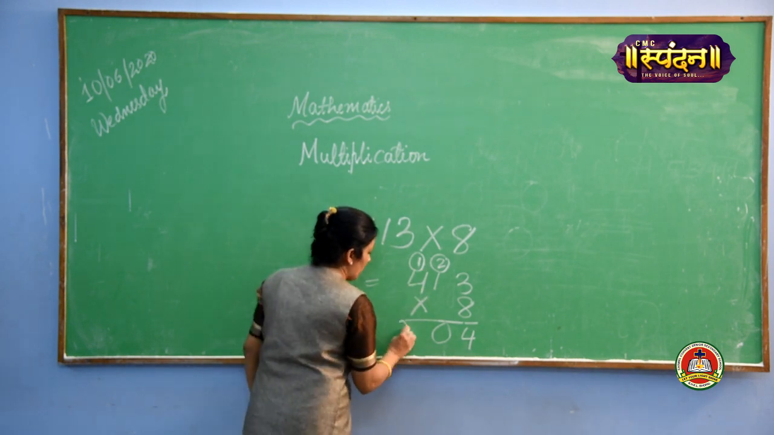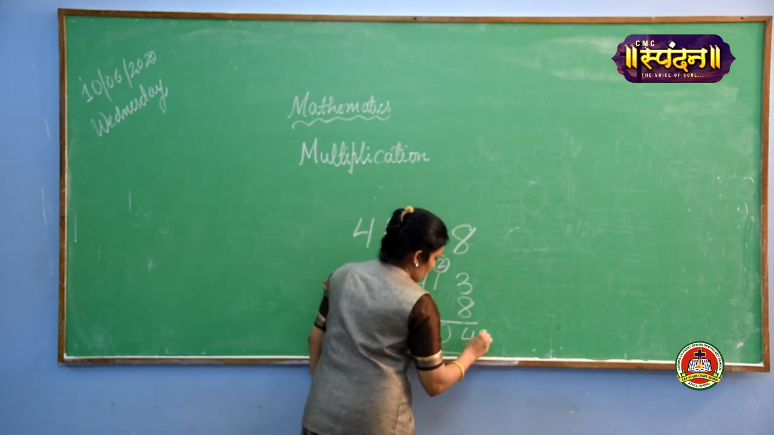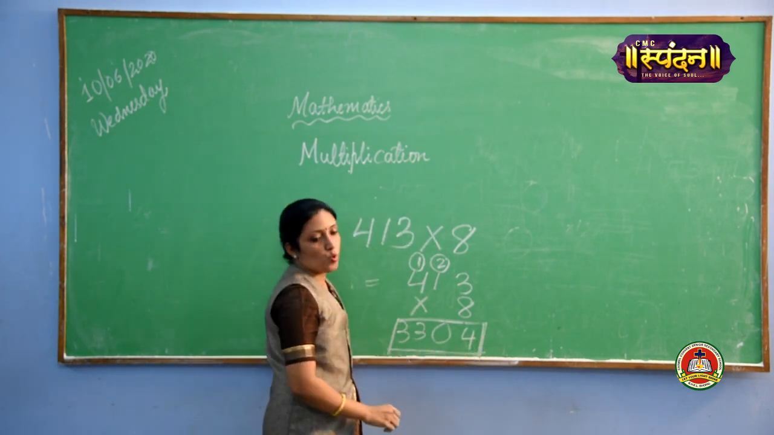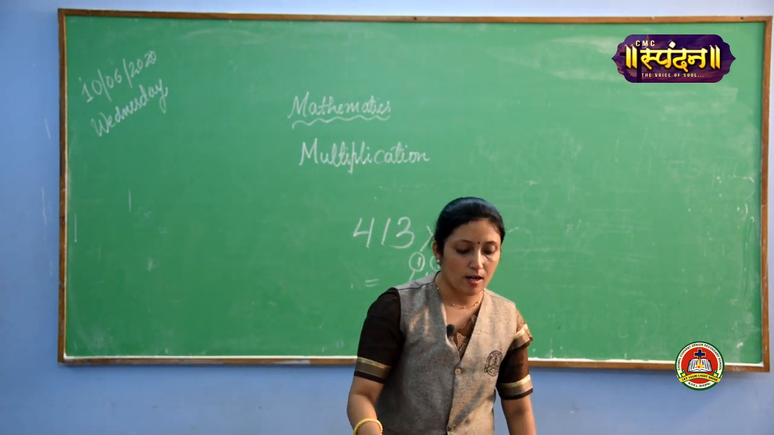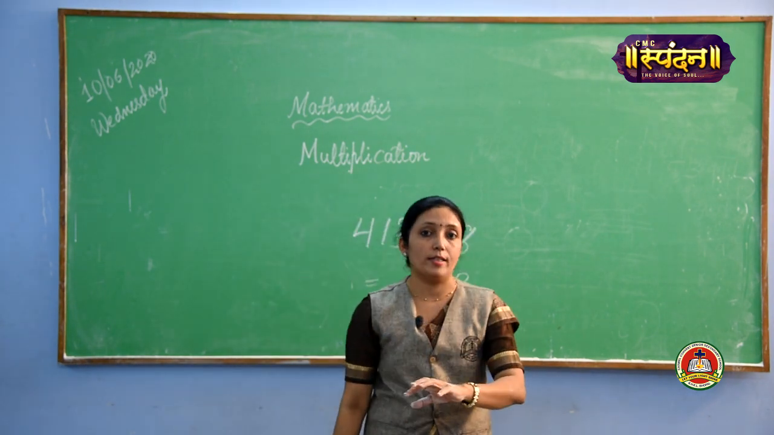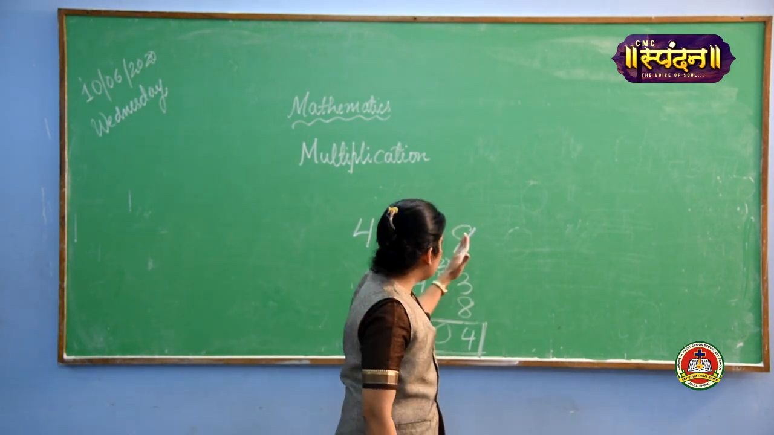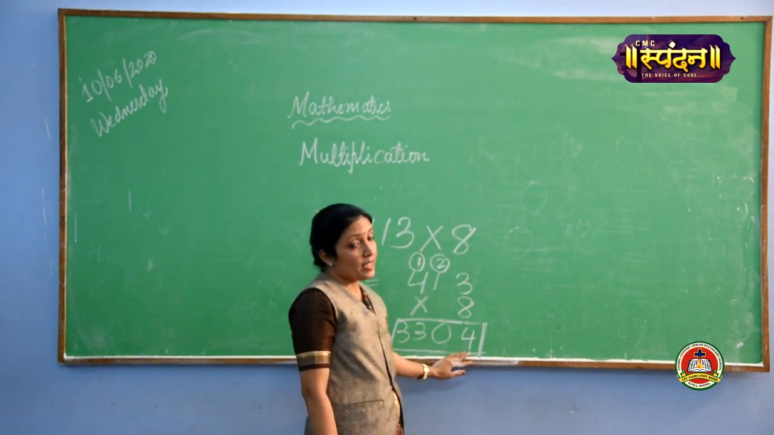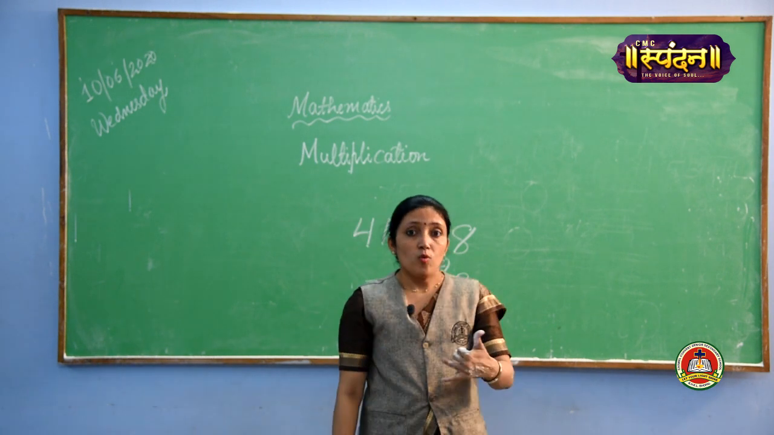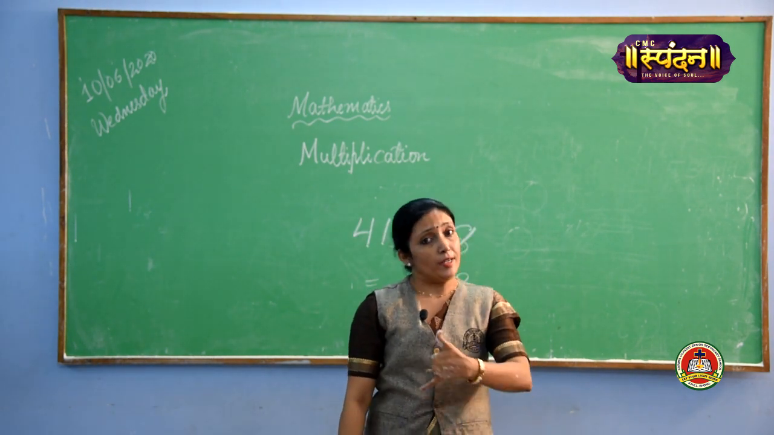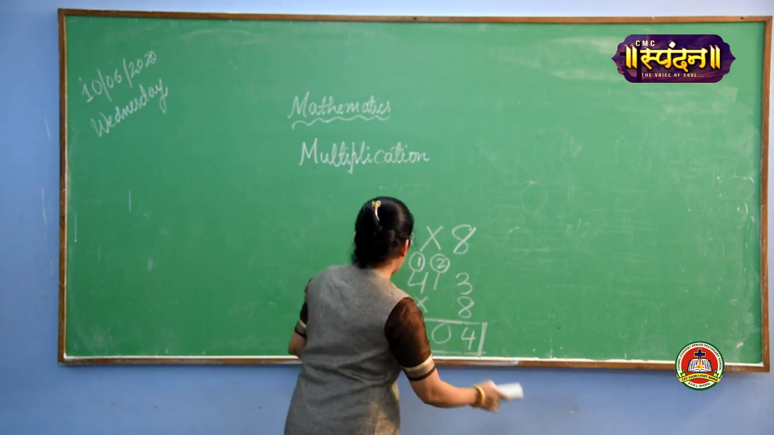So children, this answer, 3304, is an even number. Whether the number is odd or even, if we multiply with an even number, the answer is always an even number. This is one property which is added in your 4th standard. This was not taught to you in class 3.